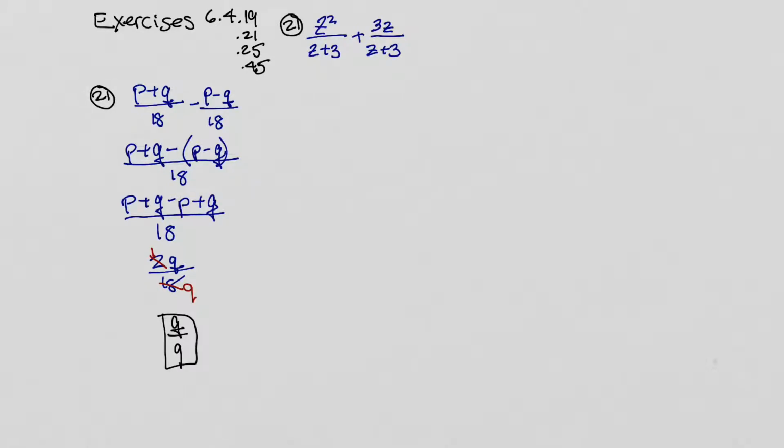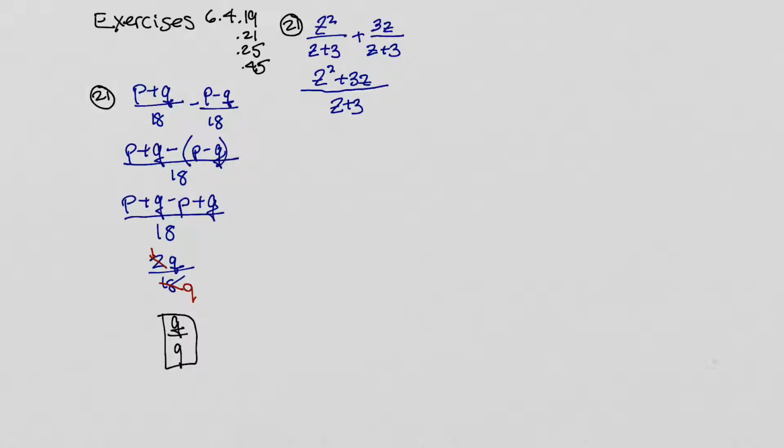Now again, here in number 21, we've got common denominator z plus 3. So why don't we start here? Let's just draw our big parentheses and write that common denominator there. And in the numerator, since we have the same denominator, we can just combine. So we'll get z squared plus 3z.